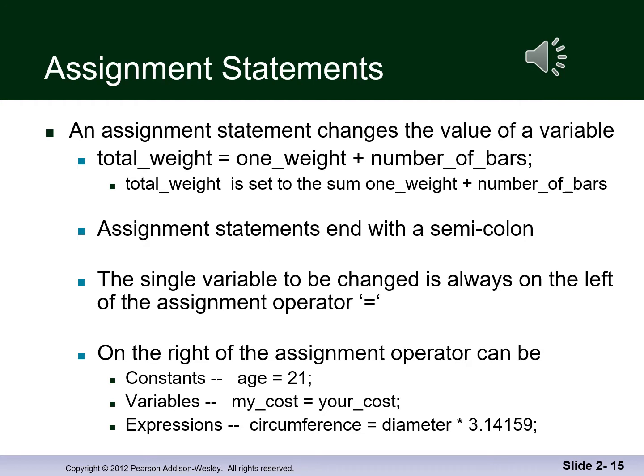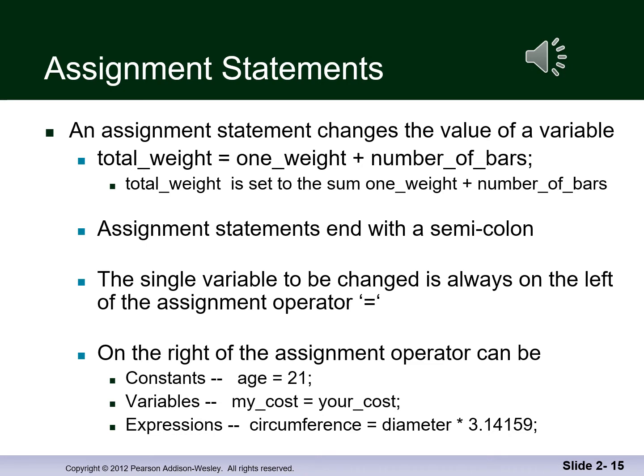So the assignment goes right to left. We're assigning what happens on the right to the variable on the left. totalWeight is set to the sum oneWeight plus numberOfBars. So if oneWeight was 10 and numberOfBars was 15, totalWeight would be 25.